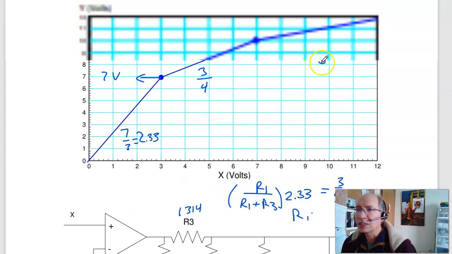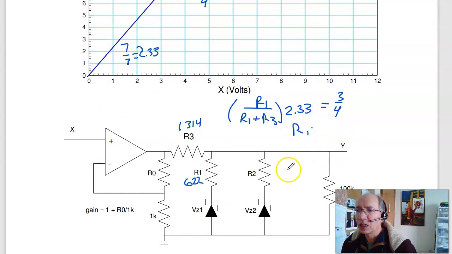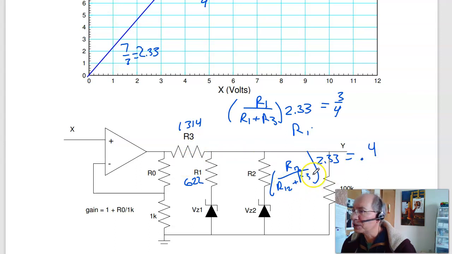Then the last slope is 2/5. That gives you these two in parallel, R1 in parallel with R2, over the total, R1 parallel with R2 plus R3. That times the gain of the op amp, 2.33, is 0.4. Solve for R12, and that gives you R1 in parallel with R2. Take out R1, I can get R2, and that gives you 482 ohms.